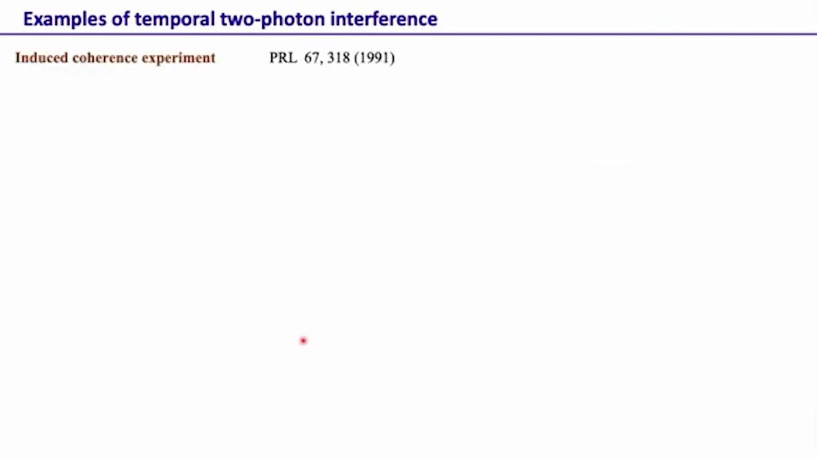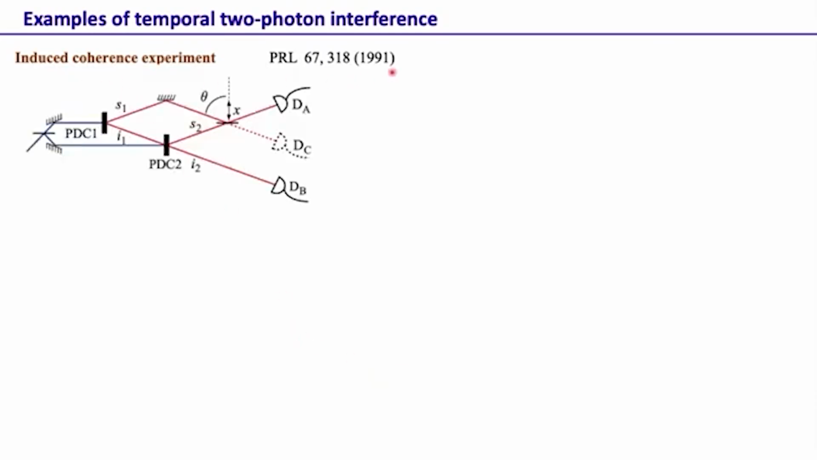Okay, so let's look at one more experiment. This was even more mind-boggling. This was in 1991. It's called the induced coherence experiment. In this experiment, there was a laser. That laser is split into two. There are two different down conversion crystals.